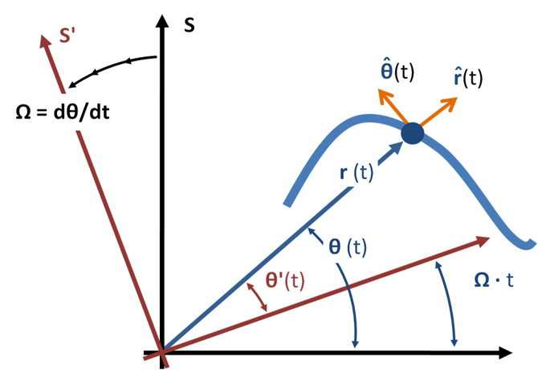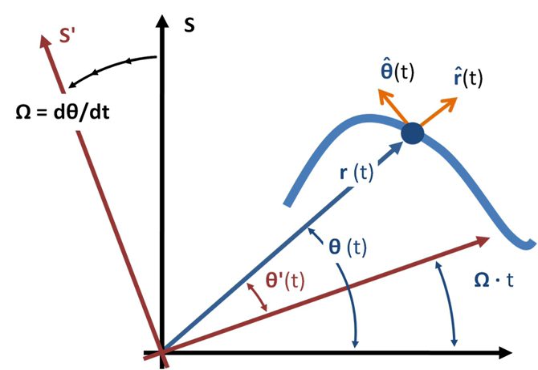In an inertial frame, let \mathbf r be the position vector of a moving particle. Its Cartesian components x, y are (r cos θ, r sin θ). \mathbf r = (r cos θ, r sin θ), with polar coordinates r and θ depending on time t.